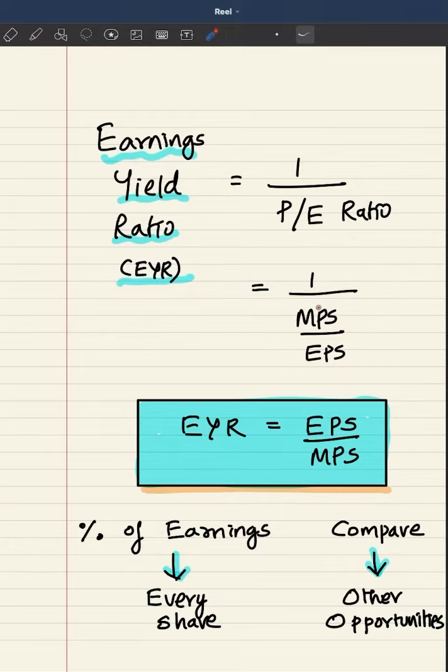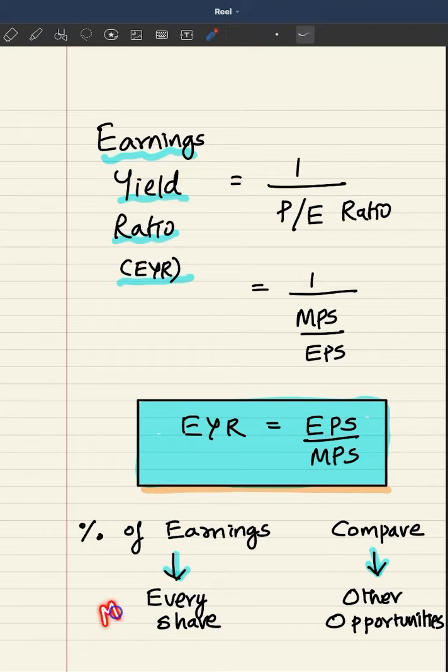per share divided by earnings per share. So just do a mathematical calculation. You get earnings per share in the numerator and market price per share in the denominator, and that gives you earnings yield ratio. So what does this ratio communicate? It communicates the percentage of earnings for every share value.